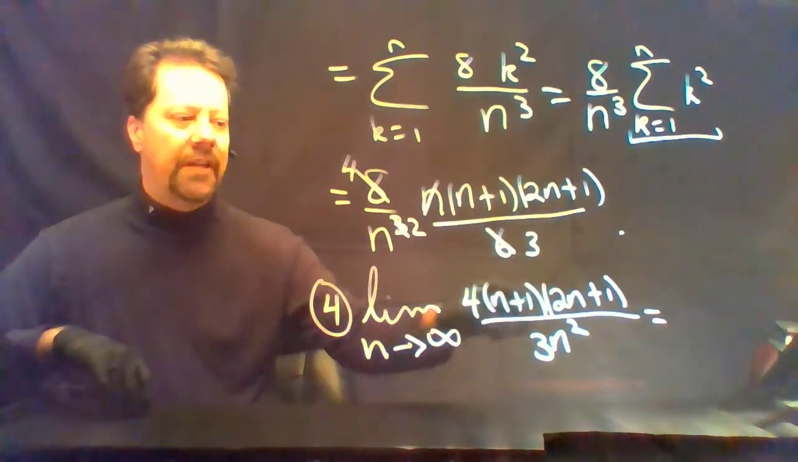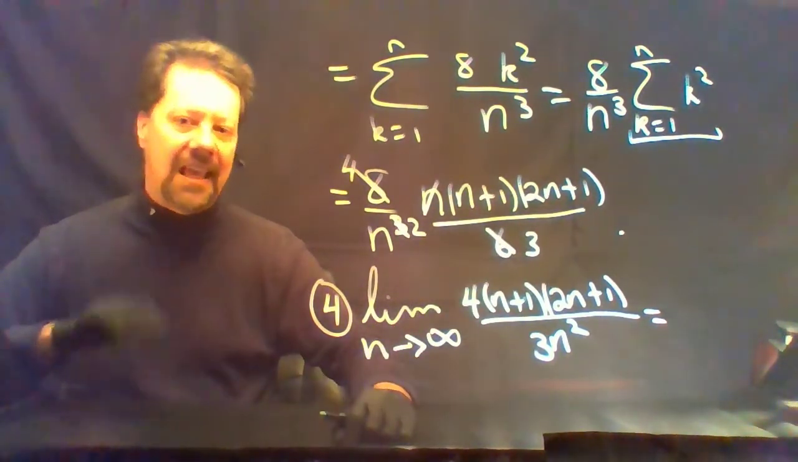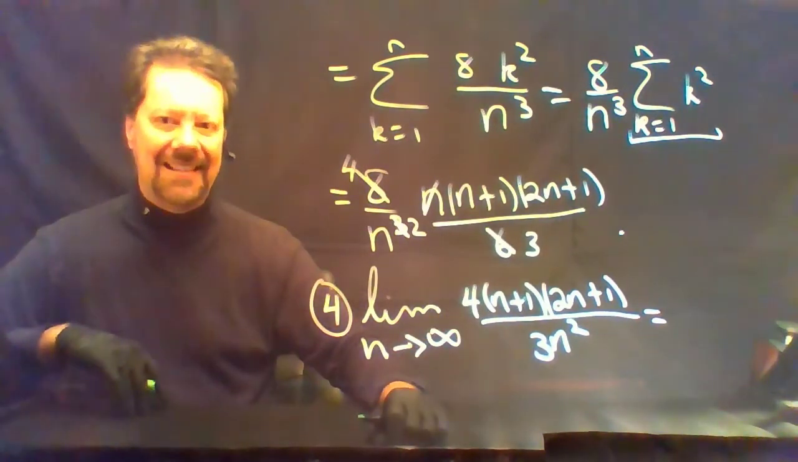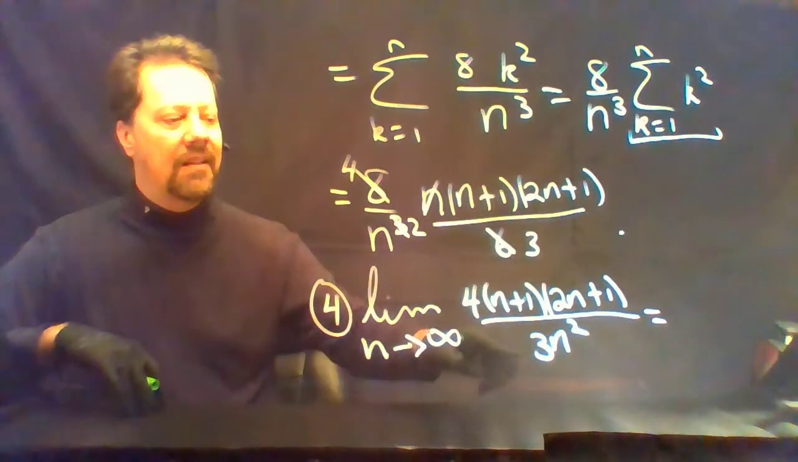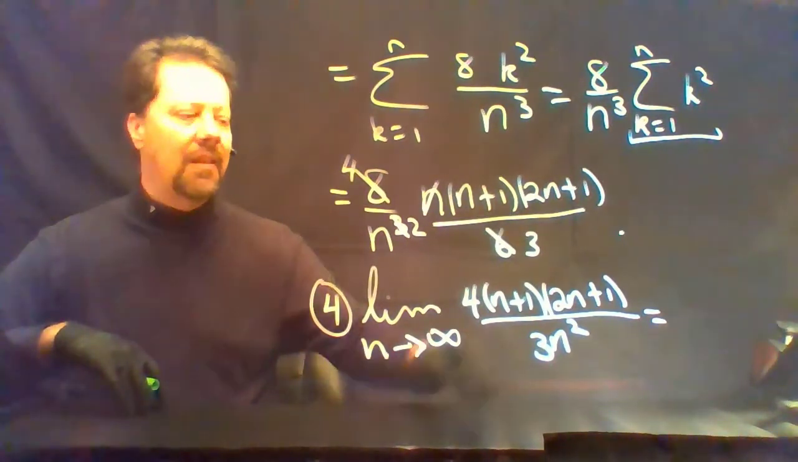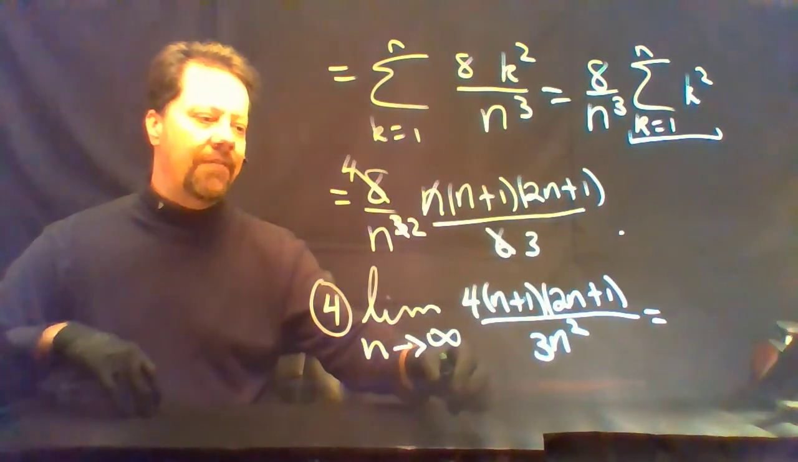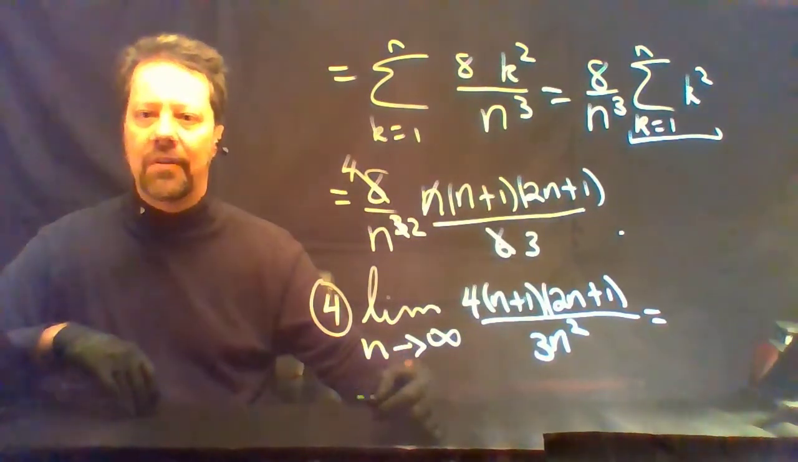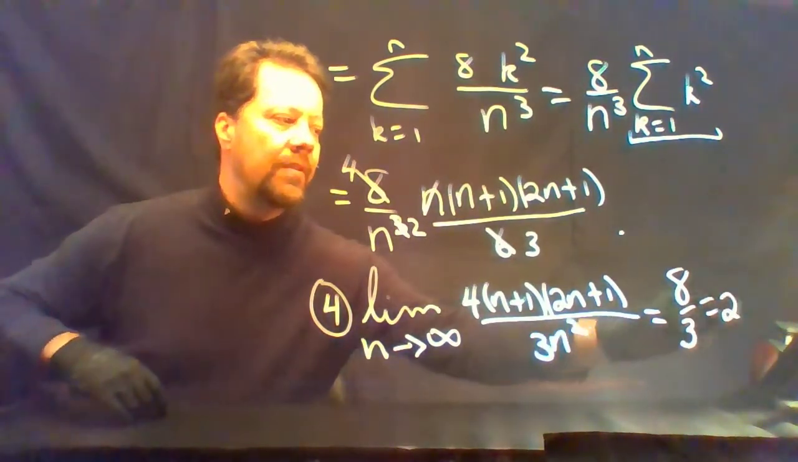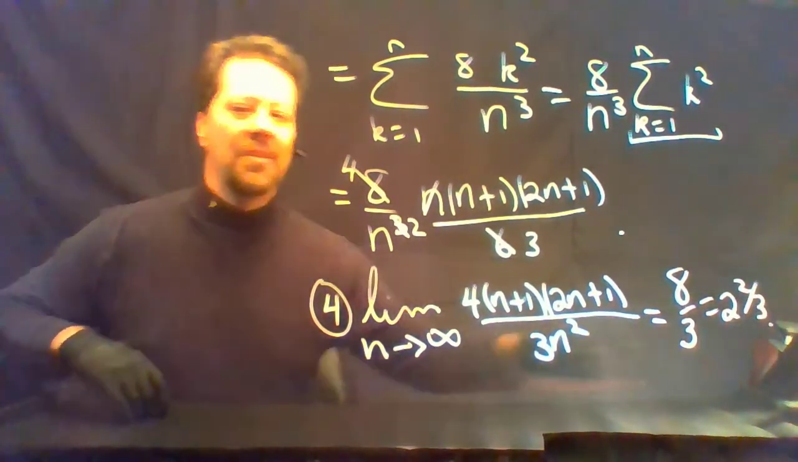The numerator of this fraction is a quadratic with leading coefficient 8n squared. In the denominator, we also have a quadratic with coefficient of 3. In the limit as n goes to infinity, we take the ratio of the leading coefficients, which is 8/3, or 2 2/3.